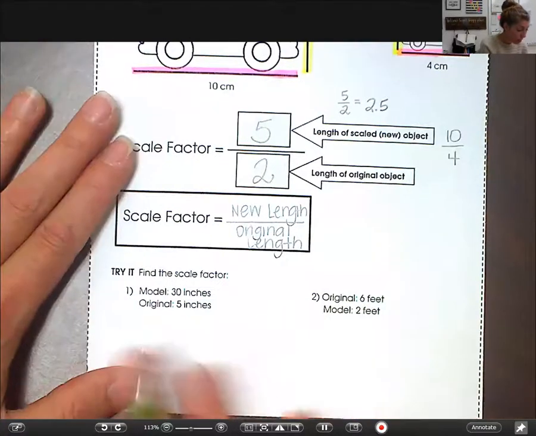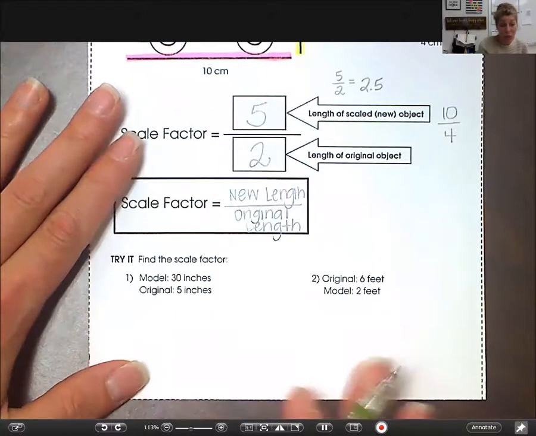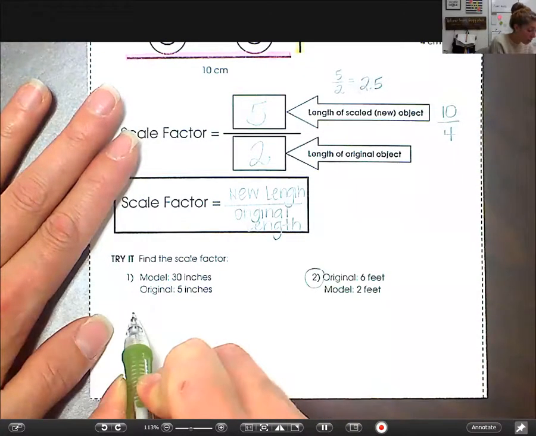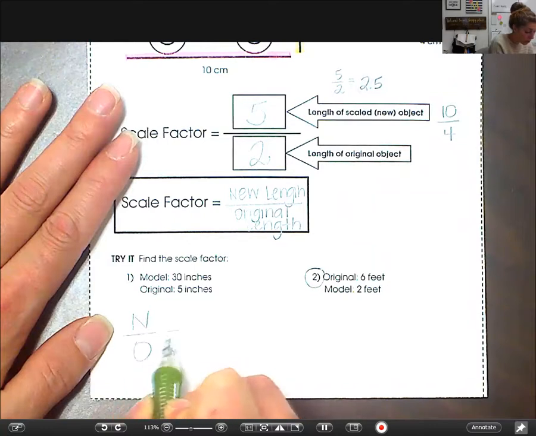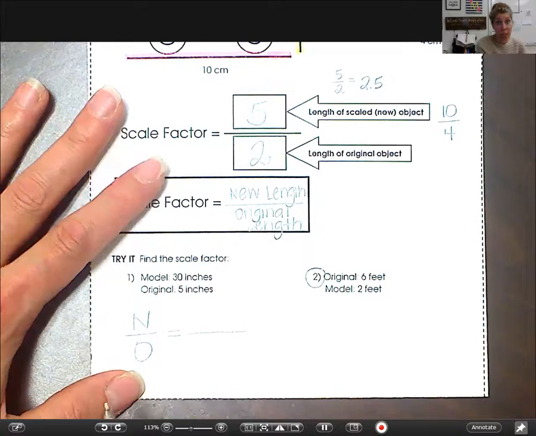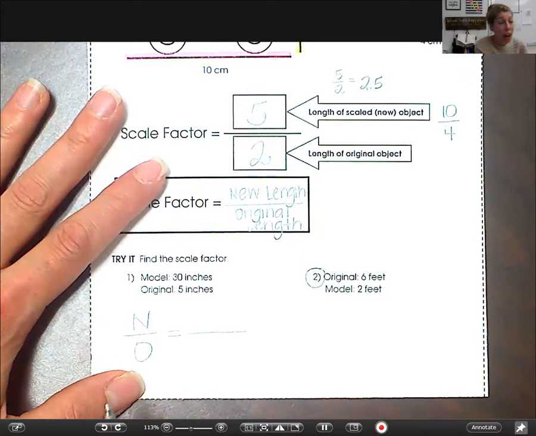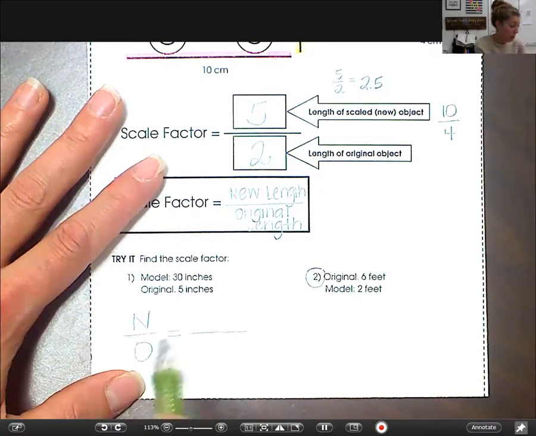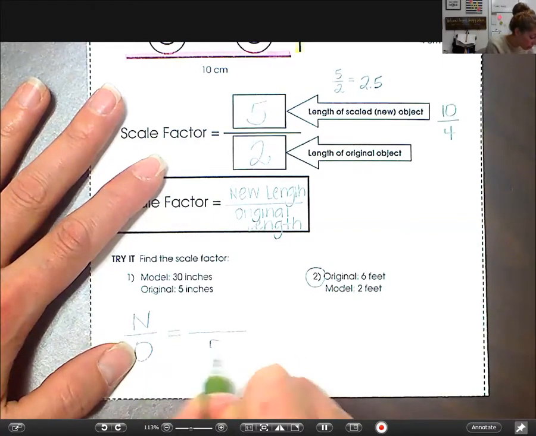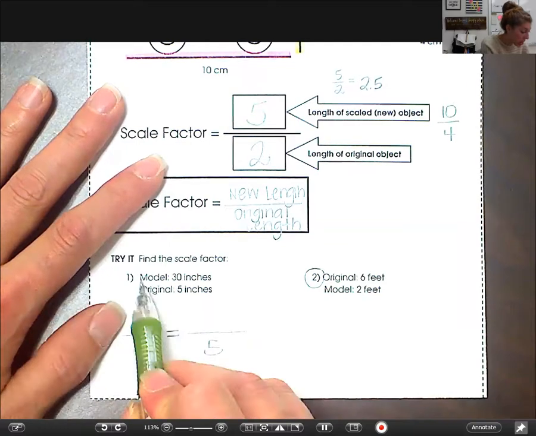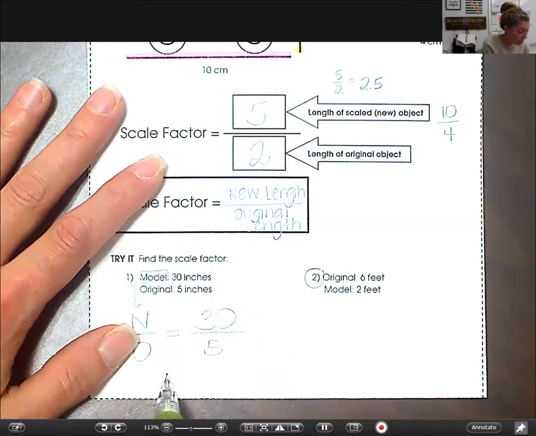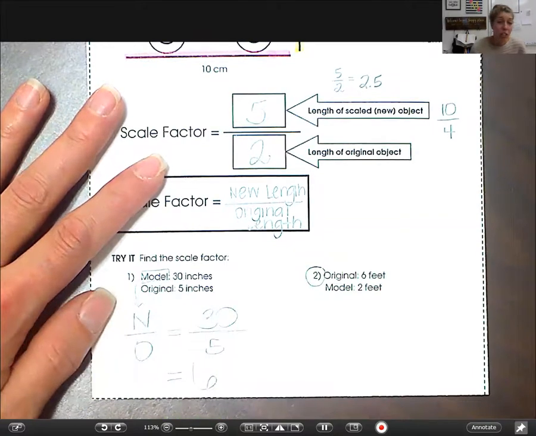Okay, another one, or more examples. I'm going to have you guys do this one. So I'm going to put the new over original. We're going to be really careful because it really is just a plug-in game, but it's like you're asking to plug the number in the wrong place if you don't pay attention. So the original is my 5. It happens to be on the bottom of these 2 also, so that's kind of nice. The model is my new, and then 30 divided by 5 is 6. I have a scale factor of 6.